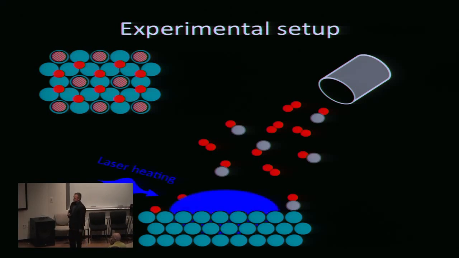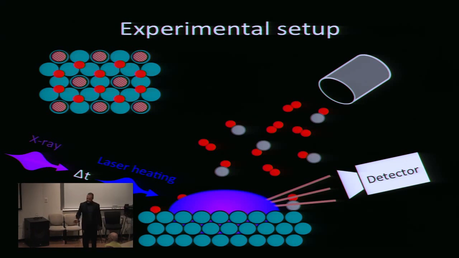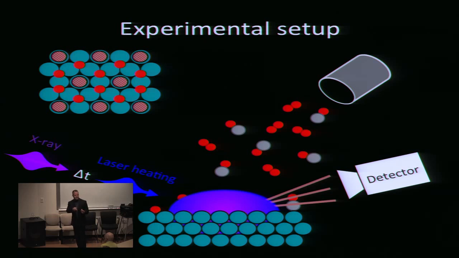So we have our surface, we excite it with our laser, and then we immediately bring in the X-rays to look at it, and we look at it with our camera, our detector. And by varying the time in between the laser and the X-ray, we can take snapshots of the reaction occurring at different points in time and put those together to make a nice movie.